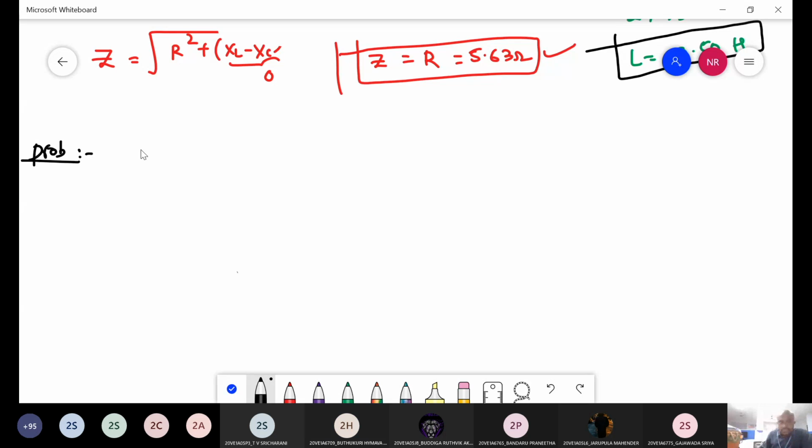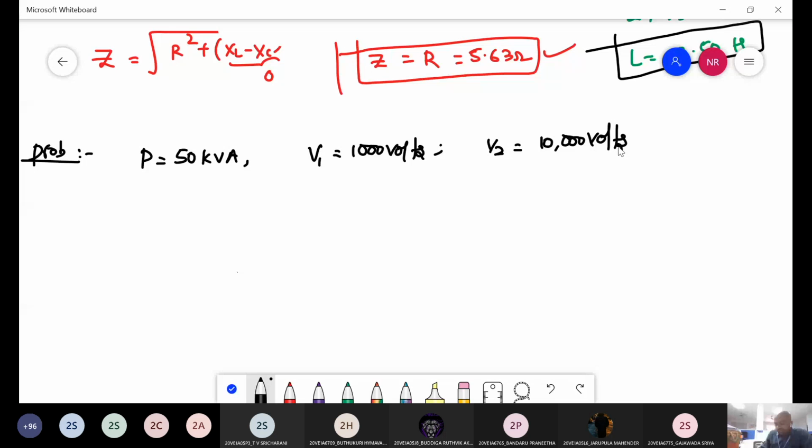The problem is a 50 kVA transformer, P is equal to 50 kVA, then 1000 by 10,000. So here 1000 means V1 is 1000 volts. V2 is how much? V2 is 10,000 volts. Then F is equal to 50 Hertz. A single phase transformer has iron loss, that is PI. Iron losses we denote with PI, that is 1200 watts.